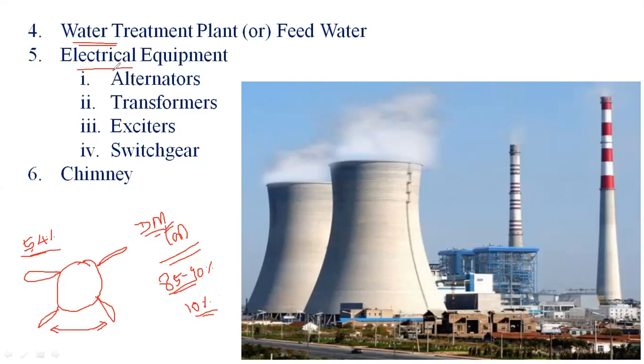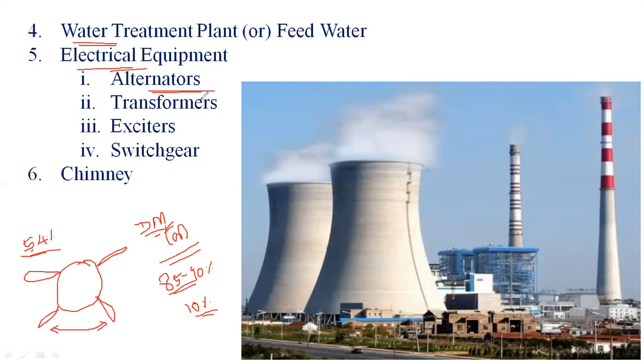The next one is electrical equipment. Once we have generated the power, we need to send it immediately to the consumer via transmission and distribution lines. The impulse turbine, or simply the steam turbine, converts the steam energy into mechanical energy. That mechanical energy is converted further with the help of the alternator, another name for which is AC generator, coupled on the same shaft of the turbine.